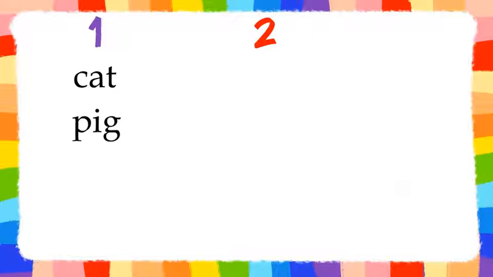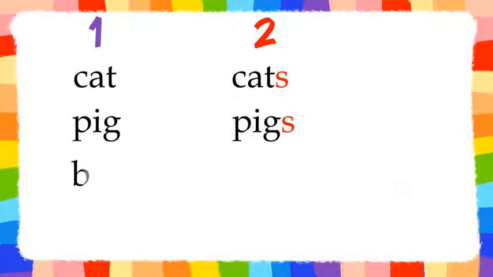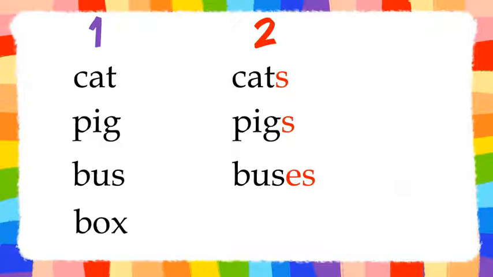So let's start with what you know. You've got one cat, and more than one cat is, yes, 2 cats. So the rule in English is to add an S at the end. How about pig? 1 pig, 2 pigs, yes. Let's make it a little bit harder. 1 bus, 2 buses. 1 box and 2 boxes. Okay, so these are rules that we apply in English to make the words plural.